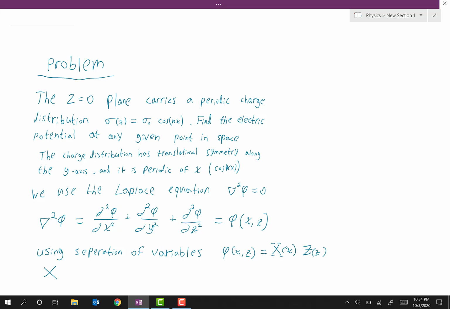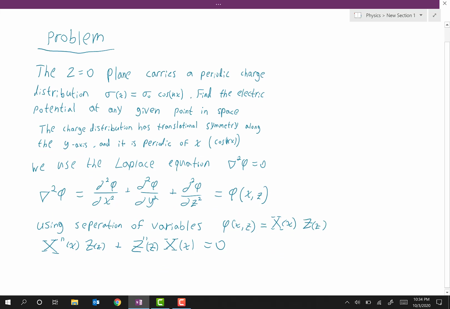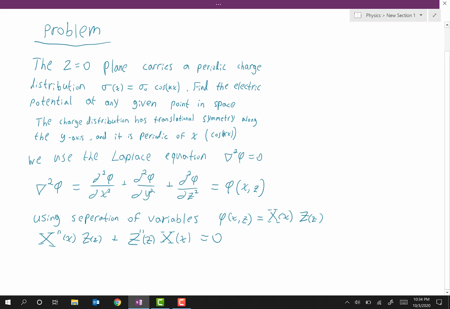Plugging the result back into the Laplace equation yields the second derivative of X times Z plus the second derivative of Z times X equal to 0. Dividing the entire equation by capital X capital Z yields negative second derivative of X over X equal to second derivative of Z over Z. Because the left-hand side does not depend on z and the right-hand side does not depend on x, both have to be equal to a constant. We define the constant lambda squared, where lambda is a real number.